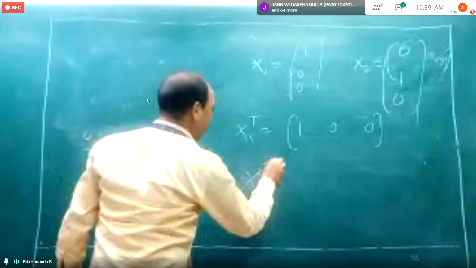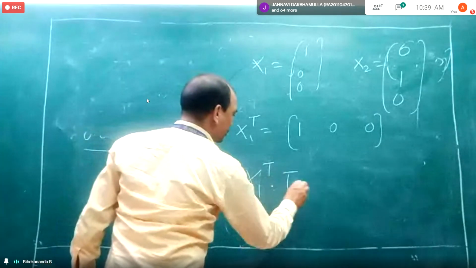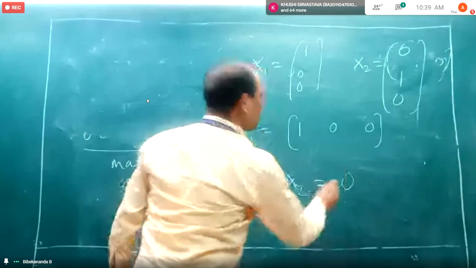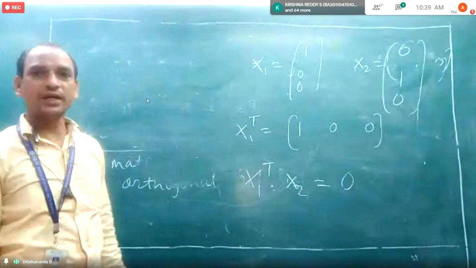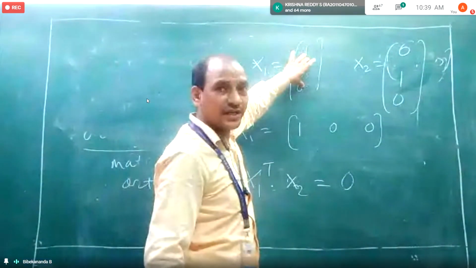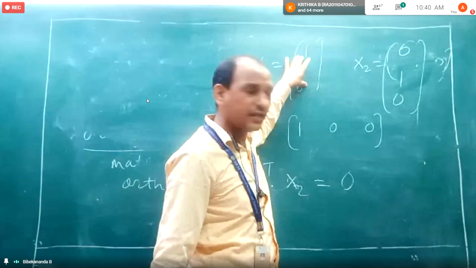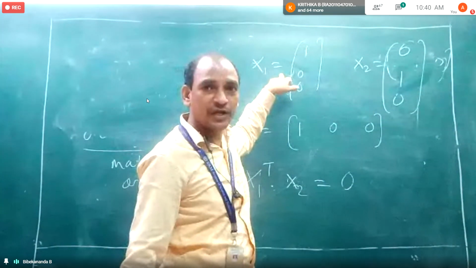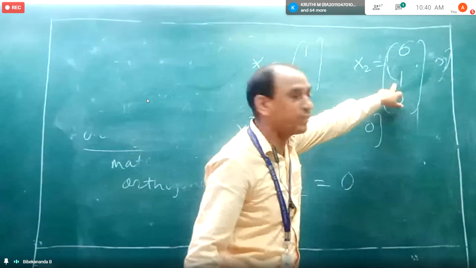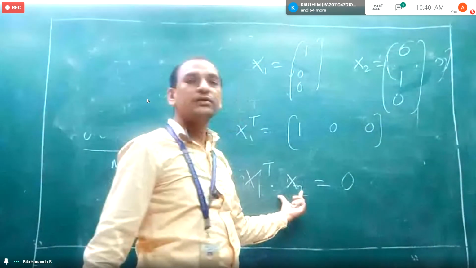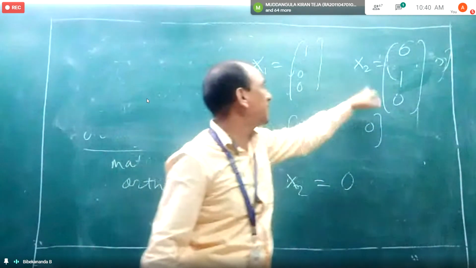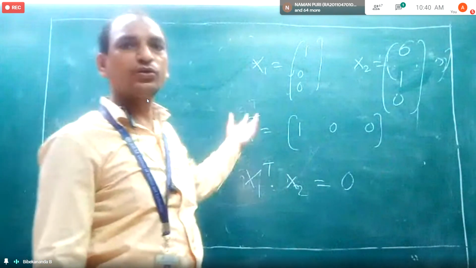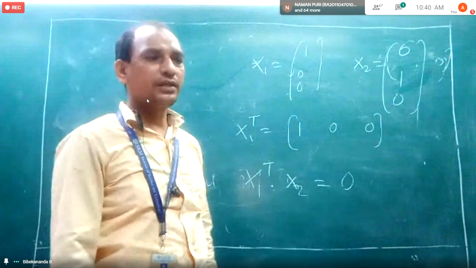Now can you tell me what is the x1 transpose dot x2? That will be nothing but 0. This is a non-zero column matrix, and this is also a non-zero column matrix. If I take the transpose of x1 and find the dot product with x2, I am getting 0. So these two matrices are orthogonal to each other.